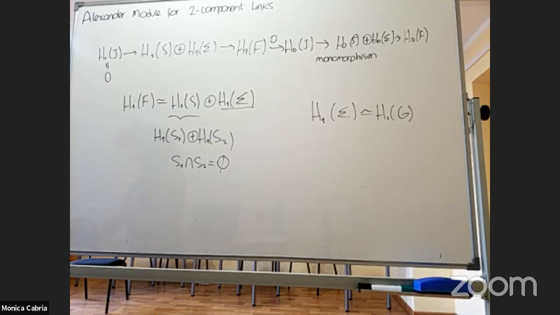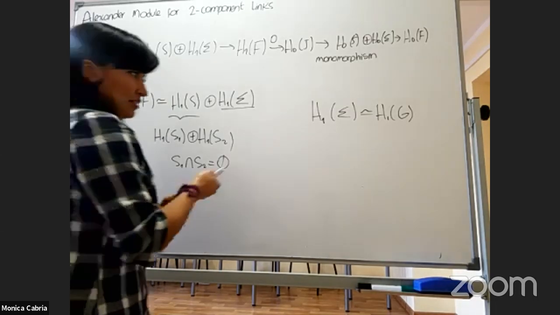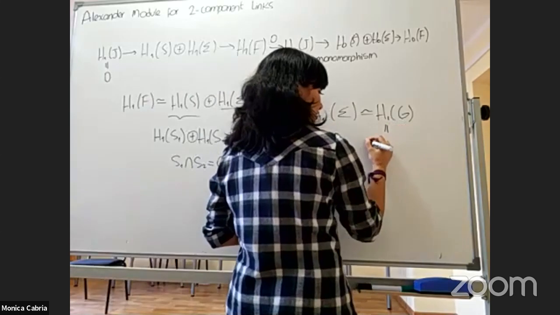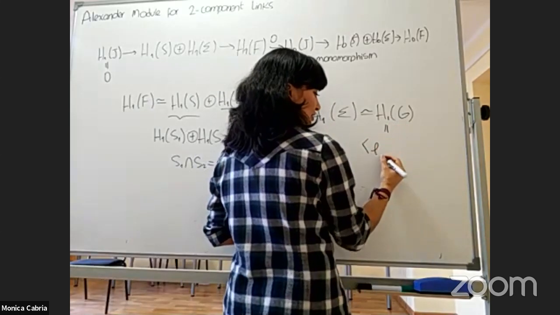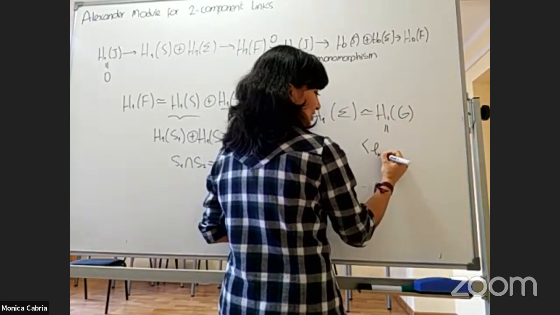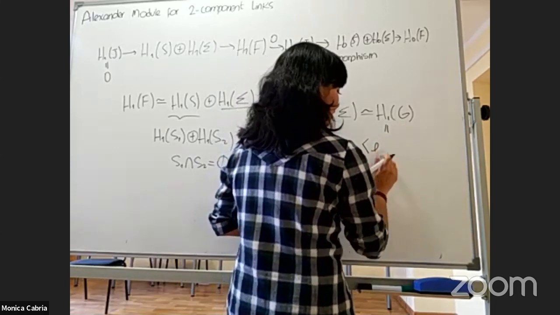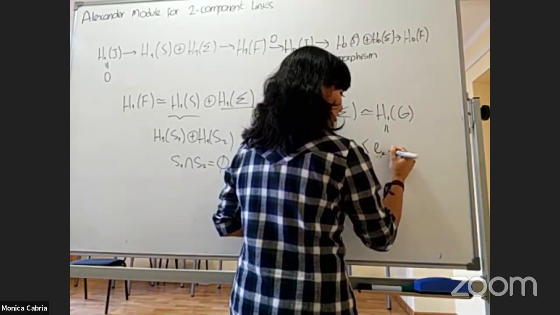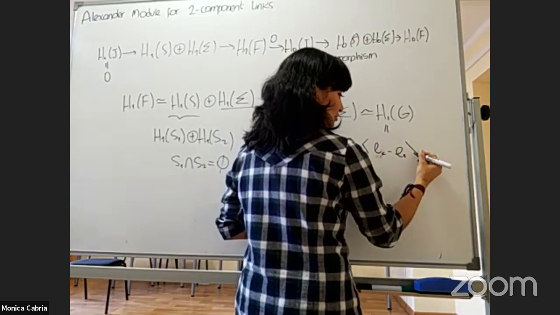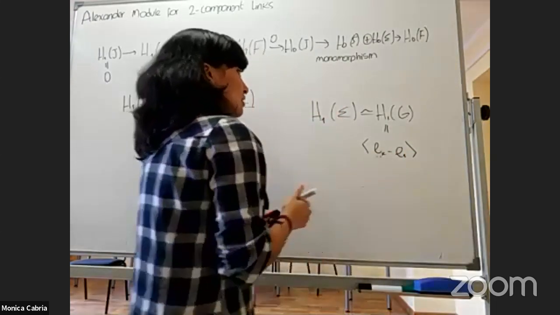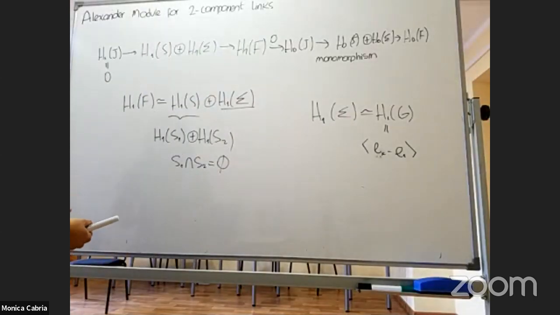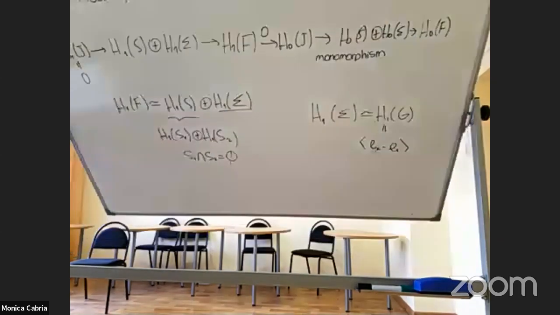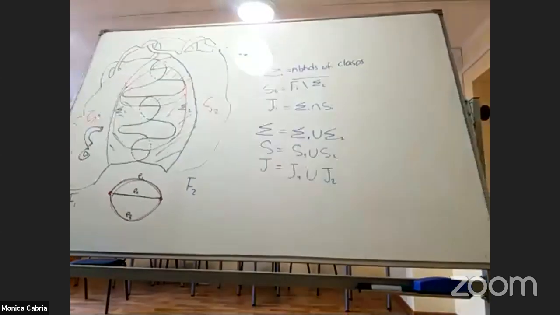So this is all we know now. I think I can write this generated by L some index minus E1, the one we did. Okay. Yeah. Now, what else can happen here? Let's go back to the picture. I think I'm going to go to the picture a lot of times.